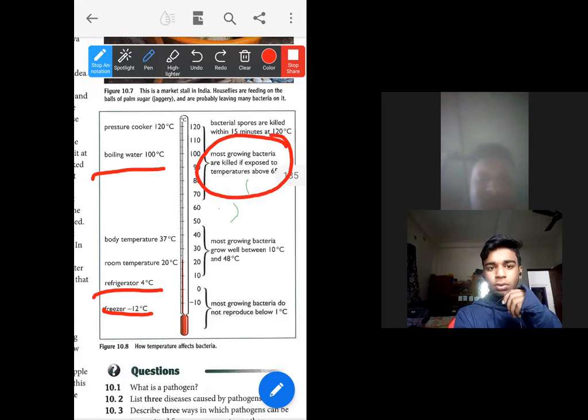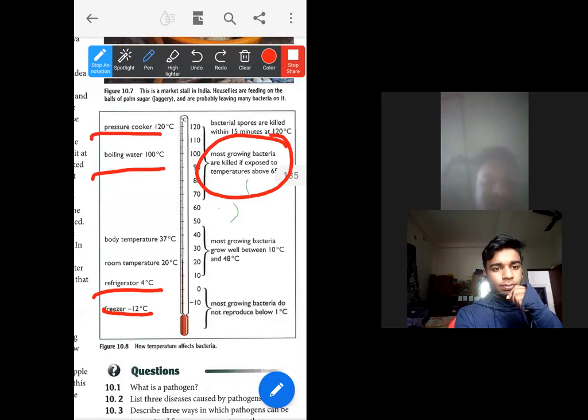To kill the bacterial spores, we must treat it at 120 degrees centigrade temperature. At 120 degrees centigrade, within 15 minutes, the spores will also be killed. The DNA will also be damaged.